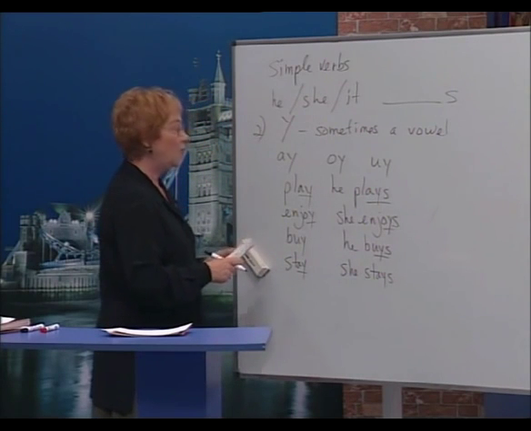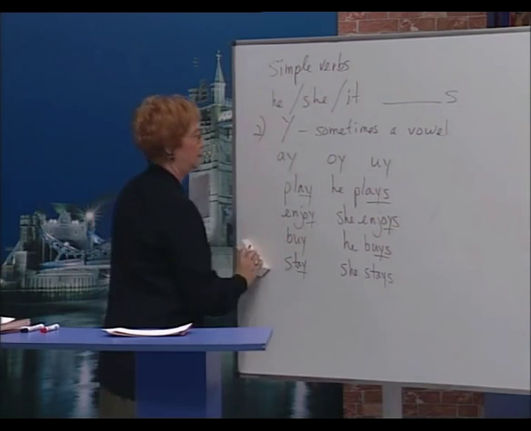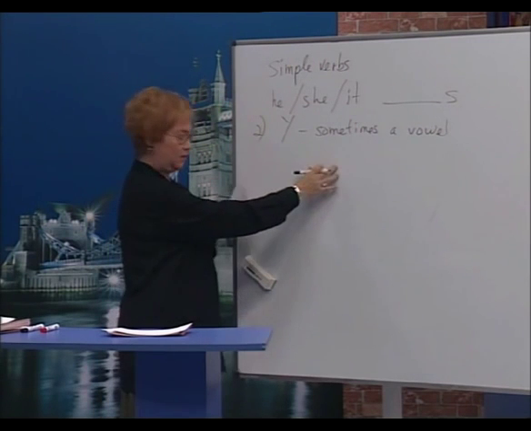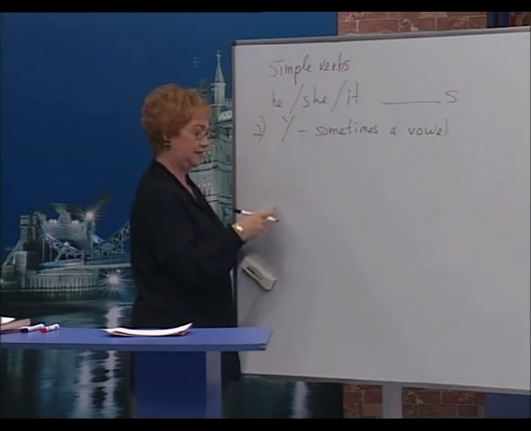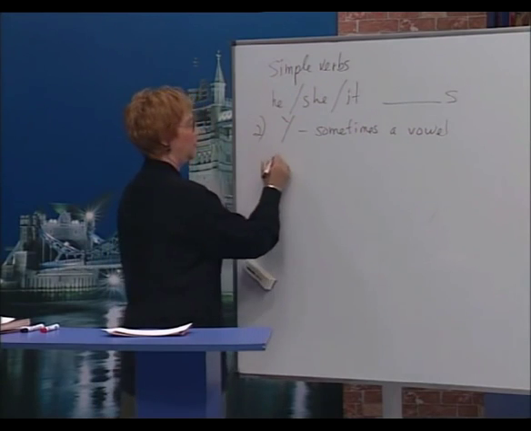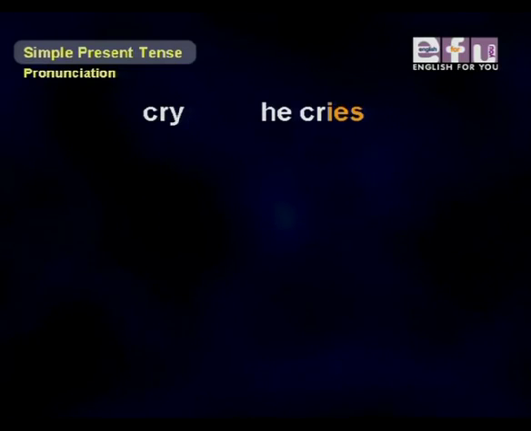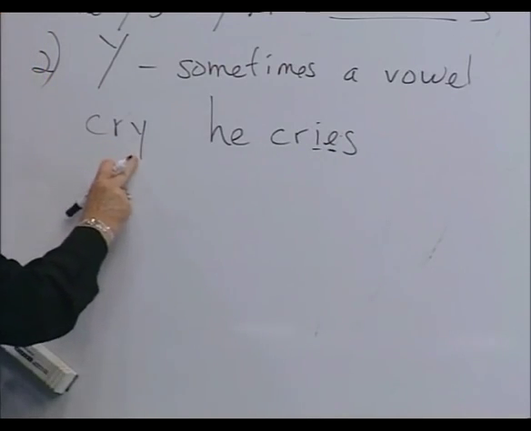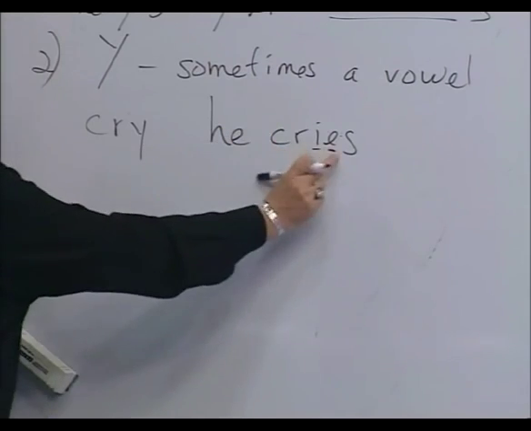Now, one sound of the Y sound is E. When it's at the end of the verb after a consonant, we have to change it to add S. Look how we do it. Cry, cry. He cries. Cry, he cries. Y becomes an I and we add E.